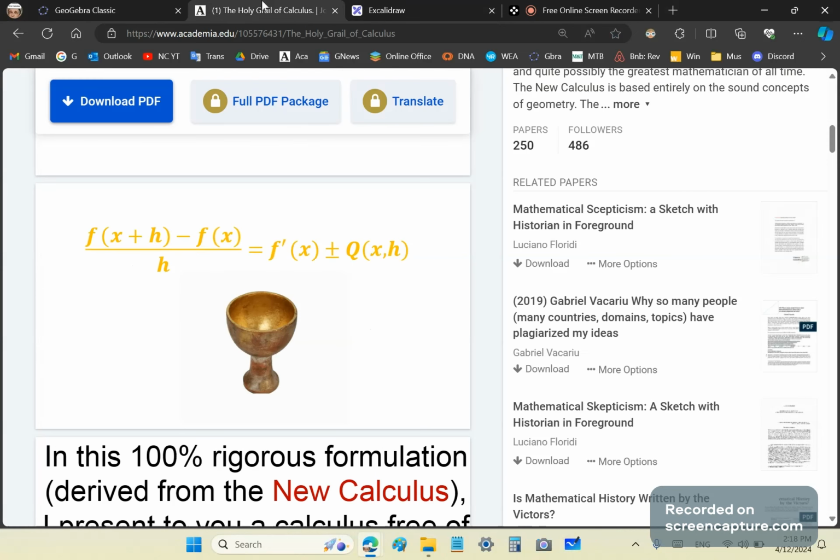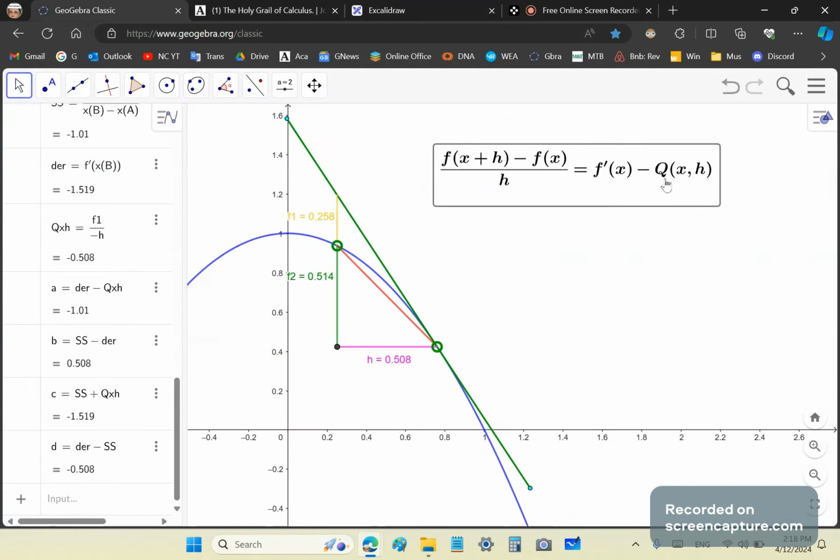So, in the Holy Grail of calculus, we see this identity here, and usually I've written it as f prime of x plus q of xh. But I thought that would be sufficient for anybody with reasonable intelligence to figure out the rest, but apparently it's not. So, what is the difference? When do you know to use minus or plus? Well, it's actually very simple.